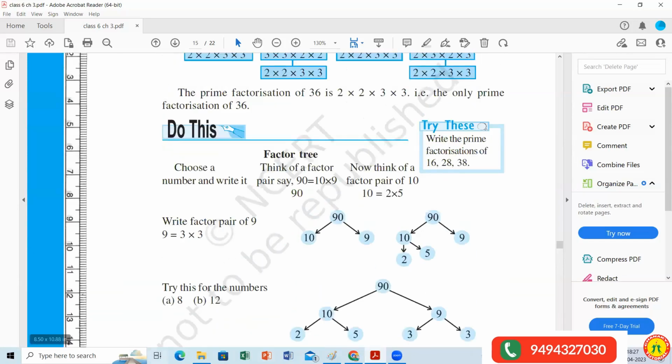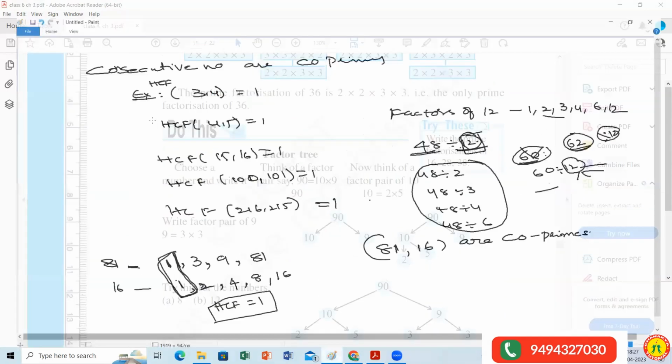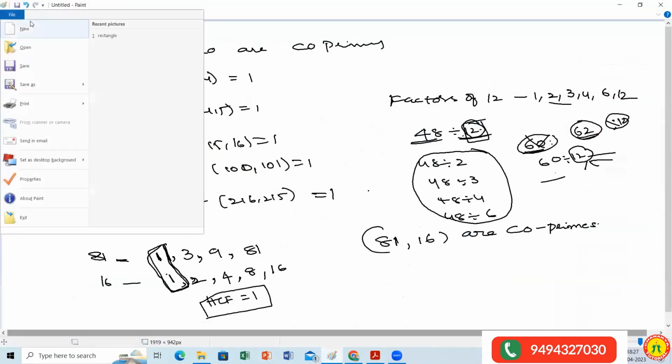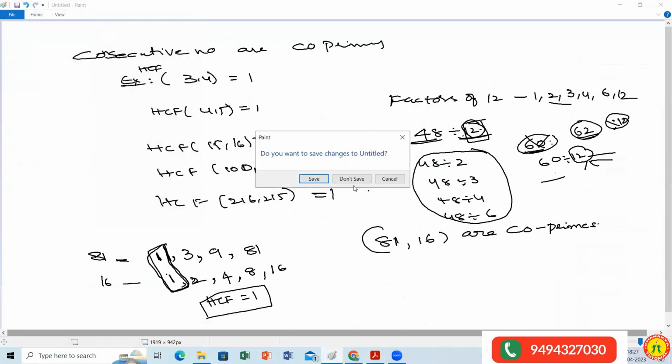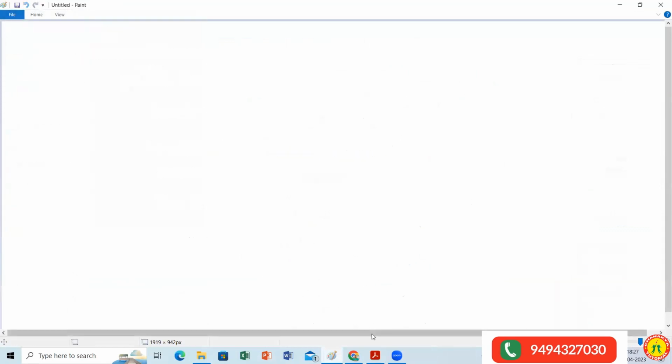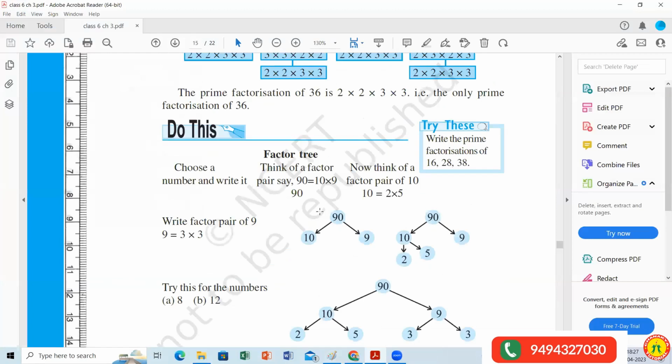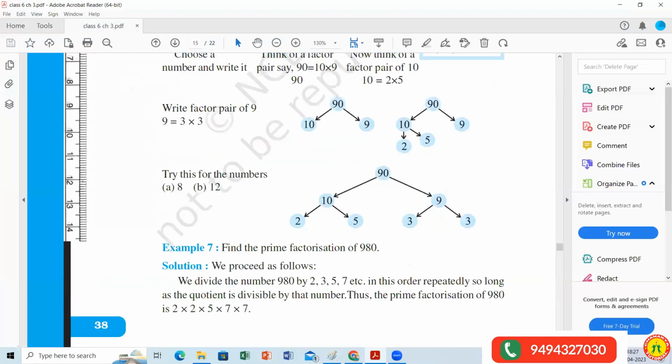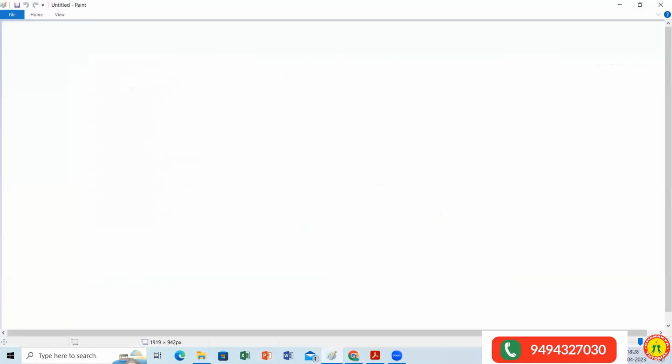Ma'am, I know both the methods. Very good, very good. Can we go with both the methods? Are the factors the same or not? Can we check right now? For one number we are checking both ways. Prime factorization can be done in both methods: one is the long division method, another one is the tree method. Now the number is 980.